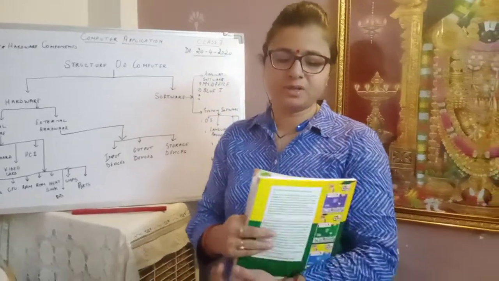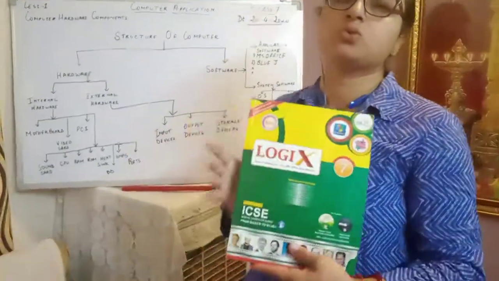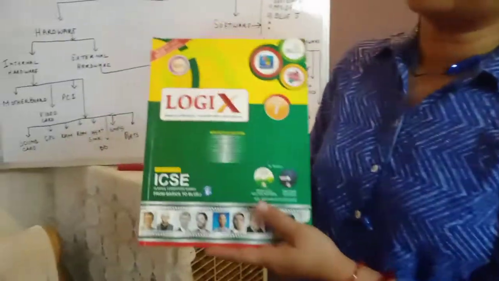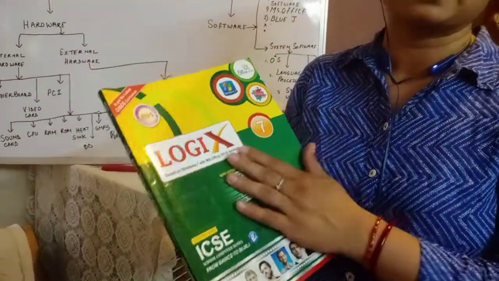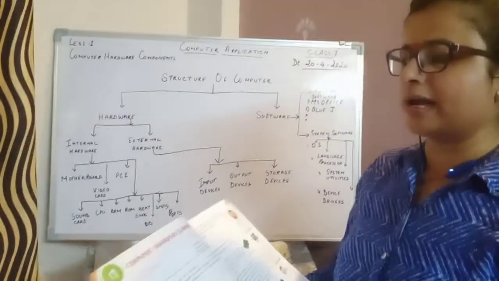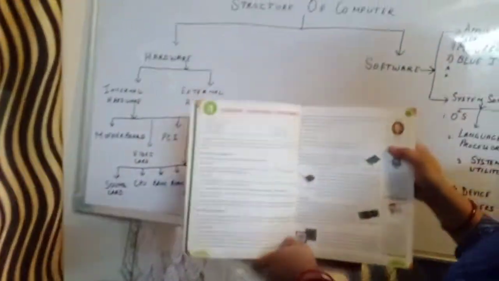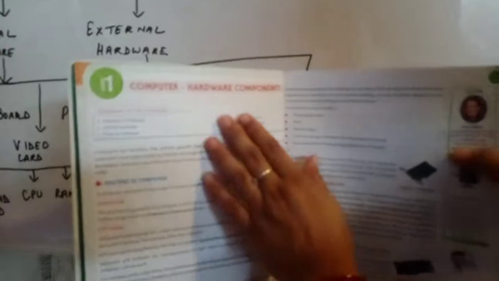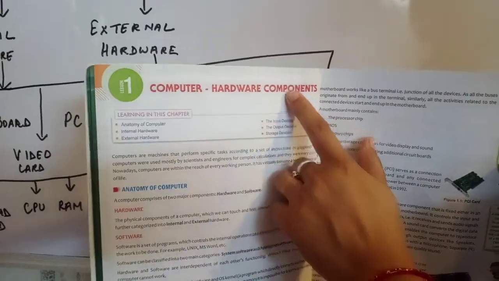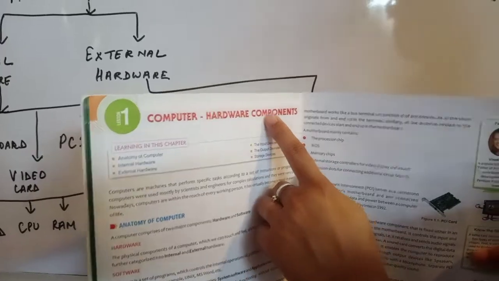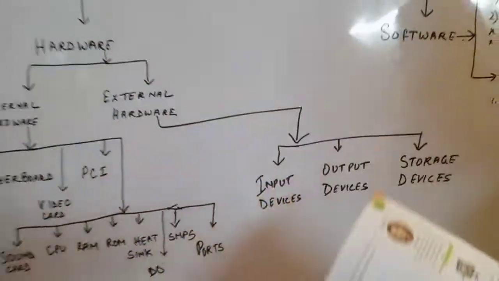Now before we begin with the chapter, let me introduce you to the book. This is Logics from KIPS publication, and this book we are going to read for class 7. Now in this book, as you can see, we are going to go into the detailed study about the computer hardware components. Now computer hardware components, what are the different types of hardware?